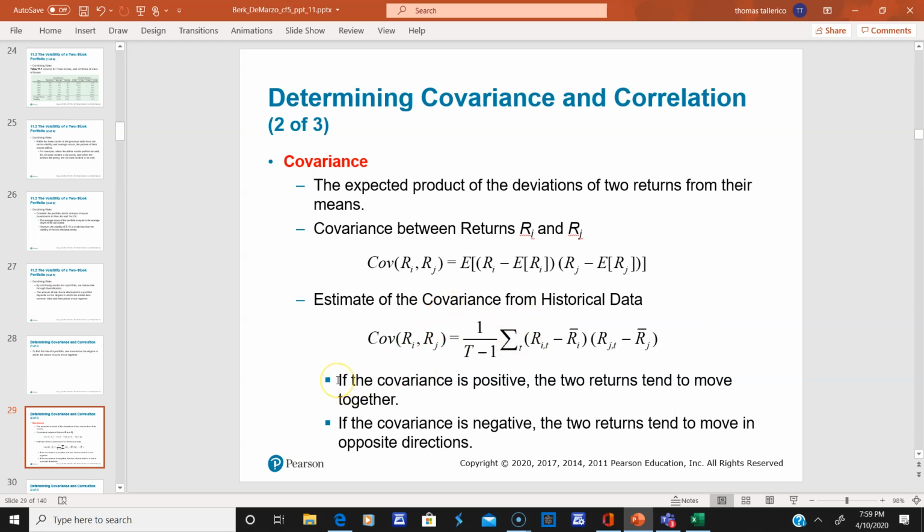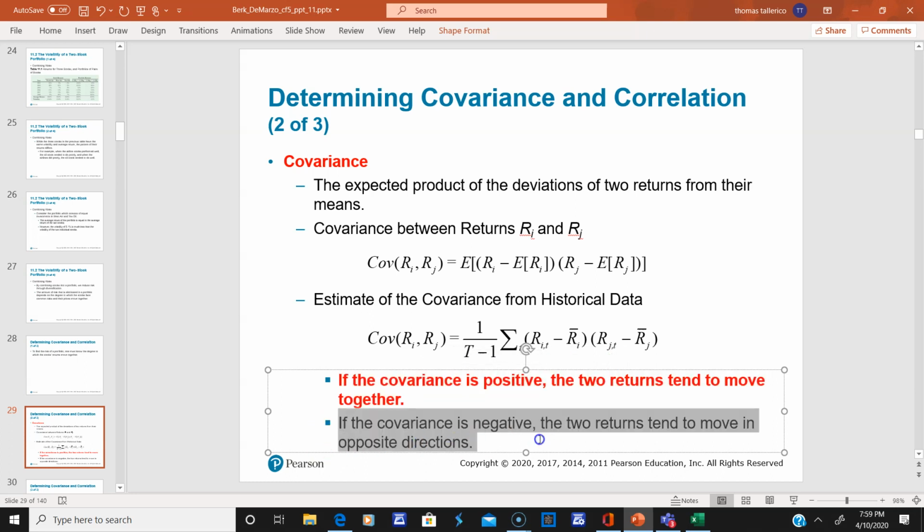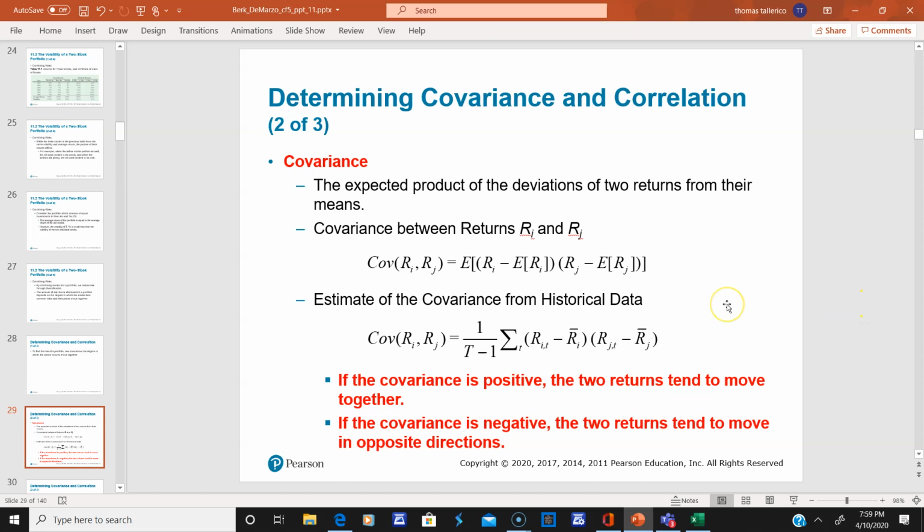So here's the important point. You don't want too big a covariance. If the covariance is positive, the two returns tend to move together, and that's not good for a portfolio. If the covariance is negative, the two returns tend to move in opposite directions, and that's what you want in a stock portfolio. That's what you want. So you'd like this number to be negative.